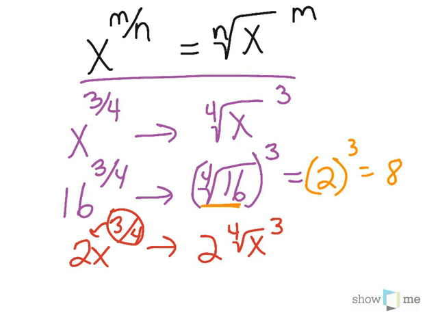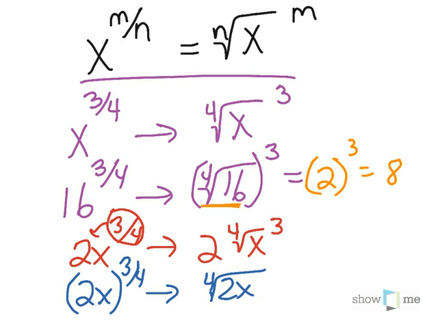Now it's not always that way. If we had (2x) to the 3/4, now the 3/4 does have something to do with that 2. It applies to both of them. So this would be rewritten as the fourth root of (2x) cubed. Okay, so that's a slight difference, it doesn't seem like a big deal, but the fourth root of 2 and just a plain old 2 have a completely different meaning. So we got to watch out for that.